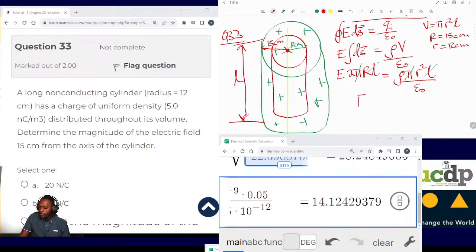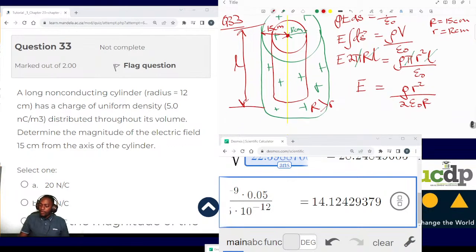So we are looking for E, that becomes rho r squared over 2 epsilon naught r squared, r just r dot squared. So this is the case when r is greater than the radius.